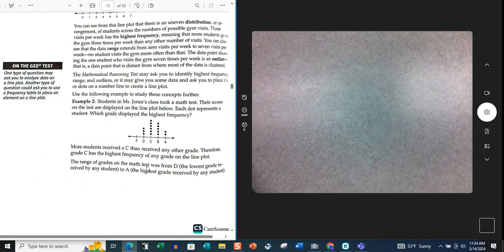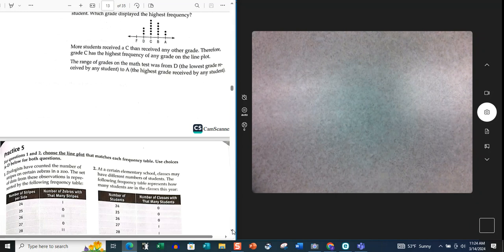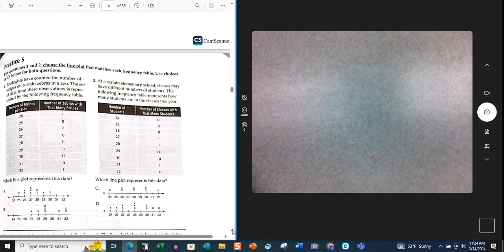The range of grades on the math test was from D, the lowest grade received by any student, to A, the highest grade received by any student. Okay, now we have the practice here. It says for questions 1 and 2, choose the line plot that matches each frequency table. Use choices A through D below for both questions.